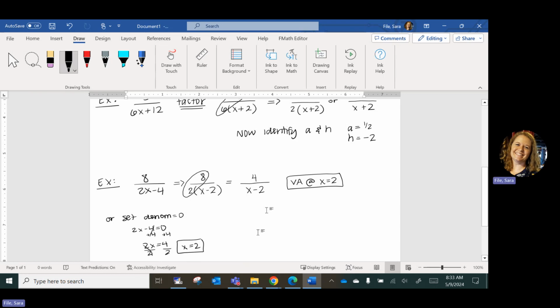So if you understand that concept that what makes the denominator 0 is where your vertical asymptote is happening, that's your restriction in your domain, you'll be better off. You'll understand how to answer these questions better, and you'll understand that there's more than one way to answer these questions. You'll feel okay about those?